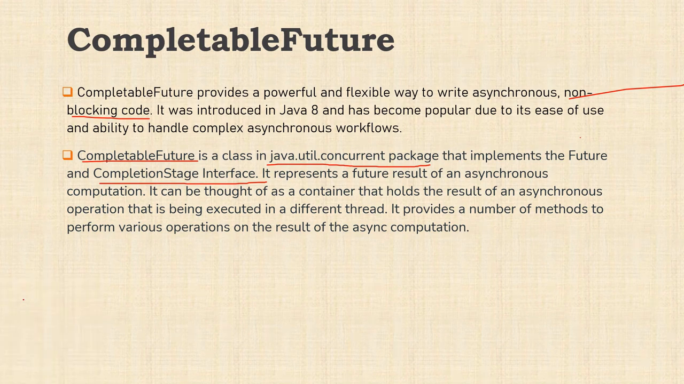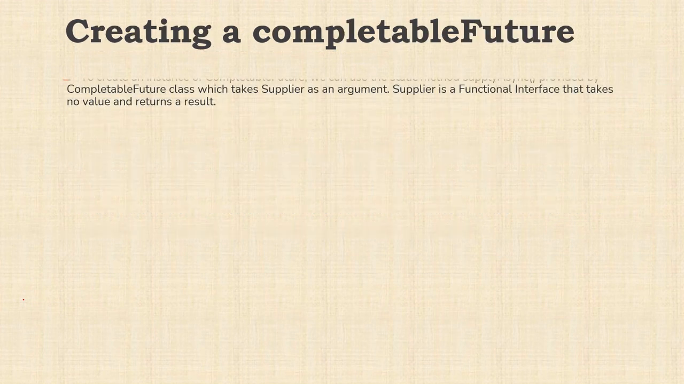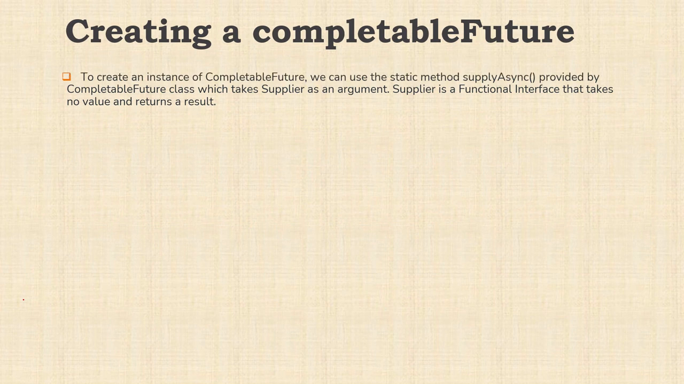Let's move on to the next topic, creating a CompletableFuture. To create an instance of a CompletableFuture, we can use the static method supplyAsync. This is a static method, so we can directly call it with CompletableFuture.supplyAsync, and inside that we pass a functional interface. We can implement it with a lambda expression, and we can pass the instance of an interface.